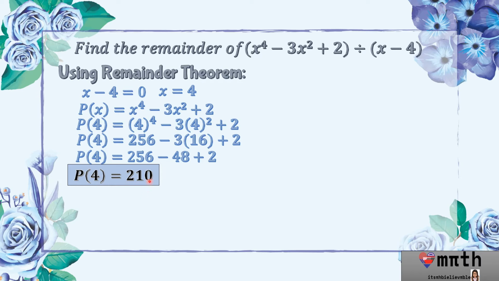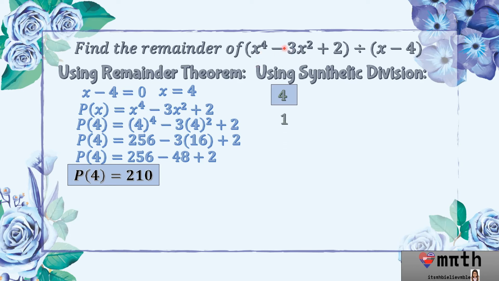is 210. So again, using synthetic division, the divisor would be equal to 4. Then the numerical coefficient would be 1. Since we have a missing term here, we will put 0. Then followed by negative 3. Then another missing term, which is 0 also. Then the constant, which is 2.